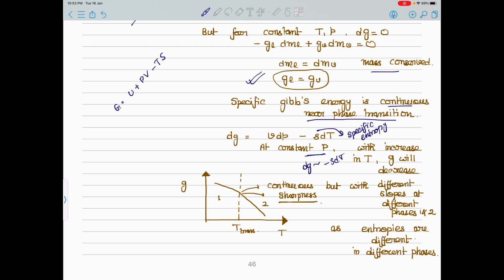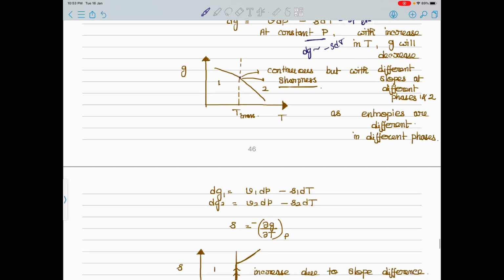Now this is a kind of graph which we generally see for the first order phase transition, where 1 and 2 are different phases and T is the transition point in the temperature. We can clearly see that there is a sharpness at the transition point. This is one slope, this is another slope of the G versus T curve, and we can see that there is a change in the slope. Why is there a change in the slope?